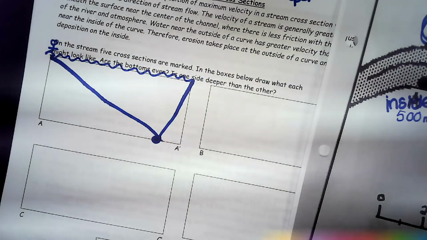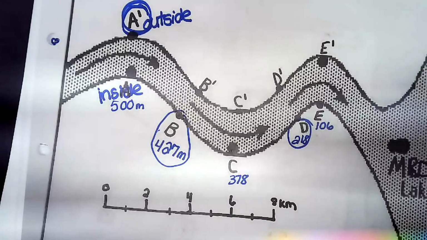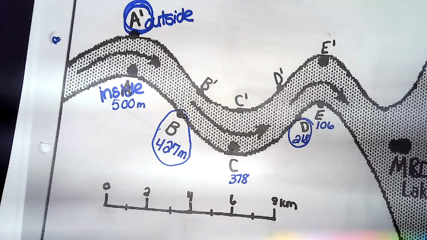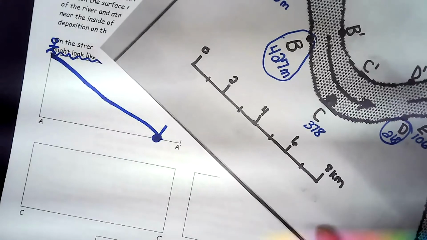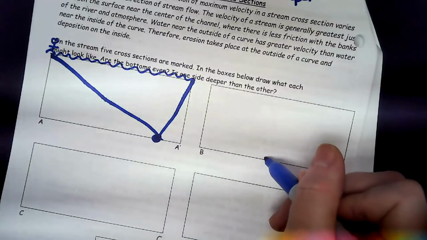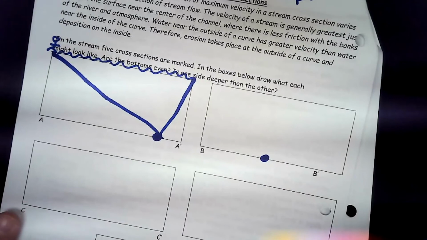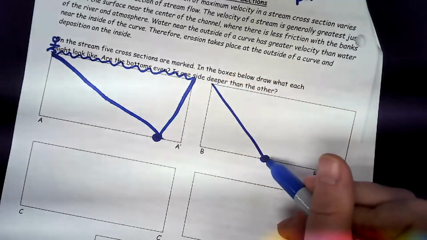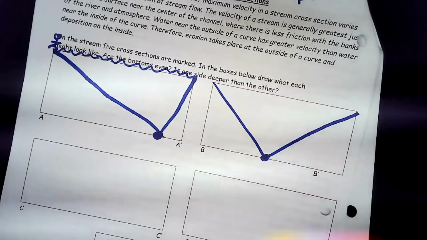Not done yet. Let's do B to B prime. Again, ask yourself, is this a straightaway or a curve? B to B prime is a straightaway. It's not on a curve. So where's the deepest spot going to be on a straightaway? No, it's not all deep. There's always going to be a deepest spot. And I heard a bunch of you say it's going to be in the dead smack center. So find the dead smack center and put the dot there. Connect these, and what you'll get is that the sides are basically equal.